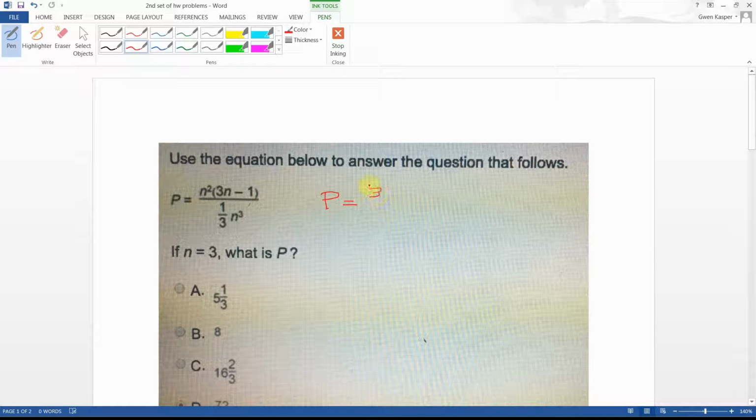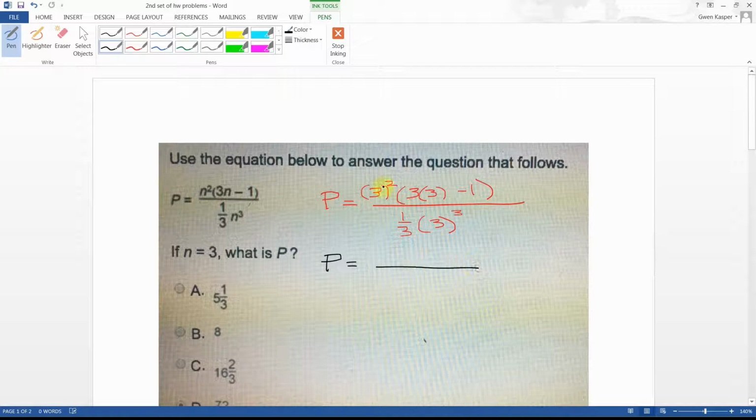So that gives me 3 squared times 3 times 3 minus 1 over 1/3 3 cubed. Now you just need to use order of operations and simplify this. Order of operations says to do parentheses and exponents first.